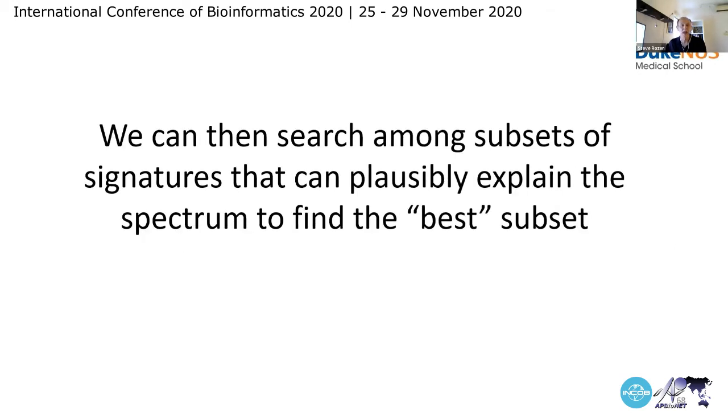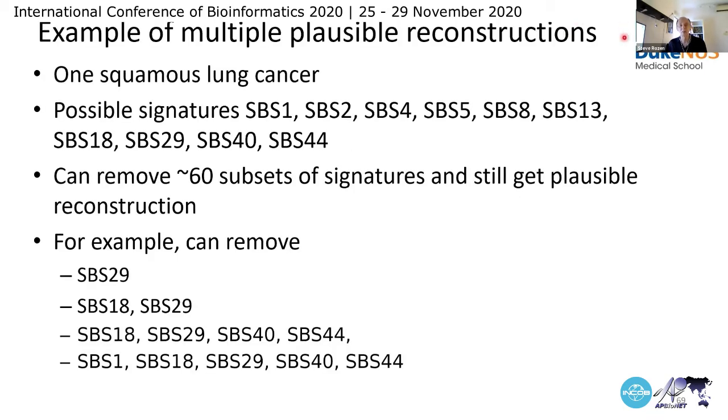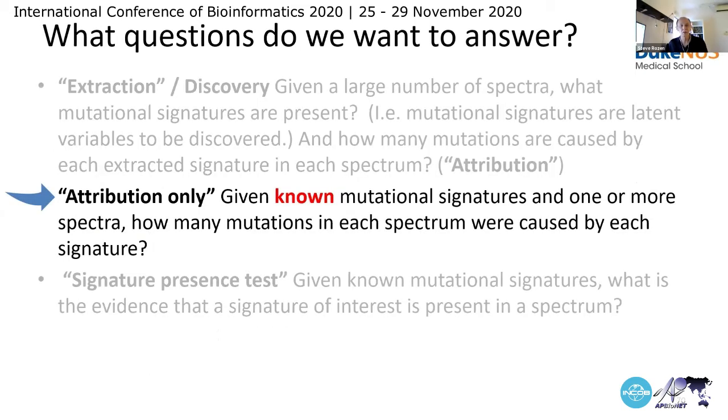And then we can search among the subsets of signatures that can plausibly explain the spectrum to find the best of those subsets. As an example of multiple plausible reconstructions, here's one squamous cell cancer from the set that I just showed you. It has these possible signatures, and it turns out that we can actually remove 60 subsets of signatures and still get a plausible reconstruction. So here are some examples of the subsets that can be removed and still leave us with a plausible reconstruction. That then gets us back to the attribution-only problem.